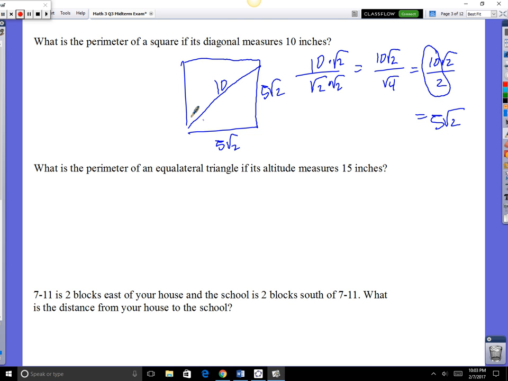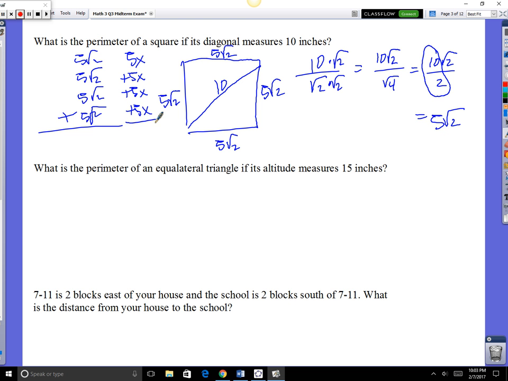This side is 5 square roots of 2, and so is each of the others. So for the perimeter, you just add them all up. So 5 square roots of 2 plus 5 square roots of 2 plus 5 square roots of 2 plus 5 square roots of 2 is the same thing as 5x plus 5x plus 5x plus 5x. They are all like terms. So this is going to be 20x, so this is going to be 20 square roots of 2.